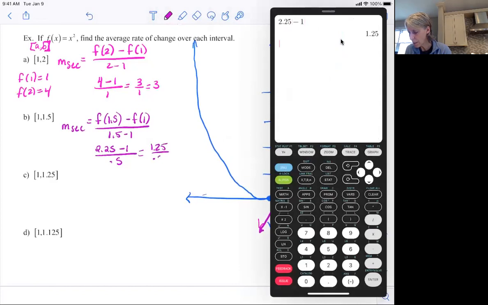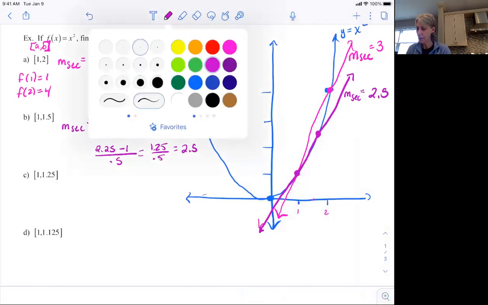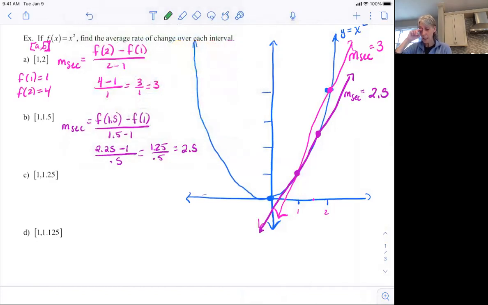0.25 divided by 0.5, and you get 2.5 as your answer. So the slope of this line, the slope of this secant line, is 2.5. Now let's look at the next.